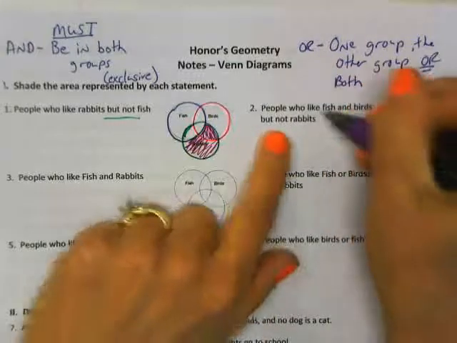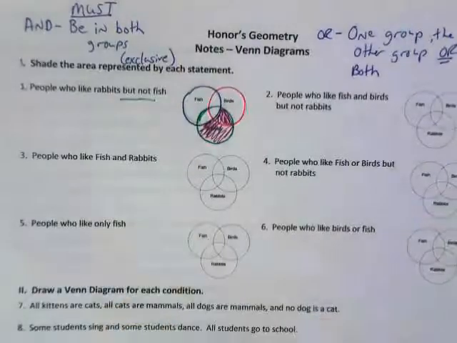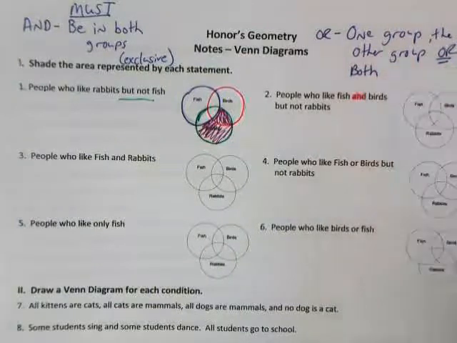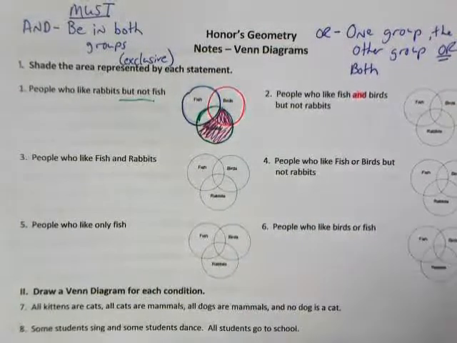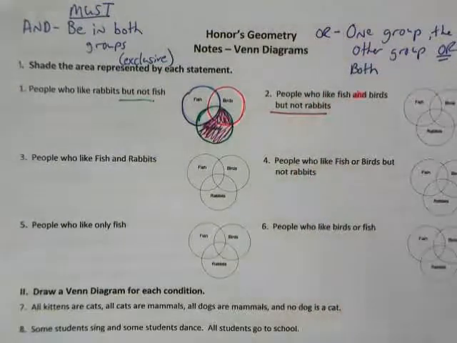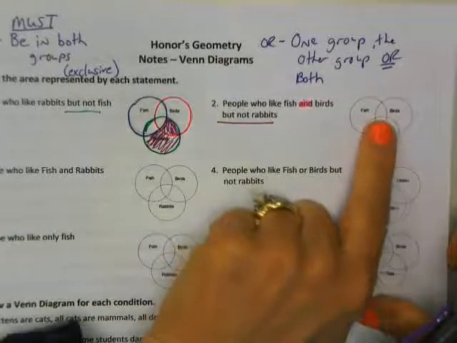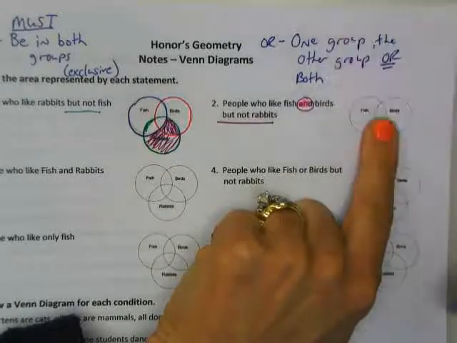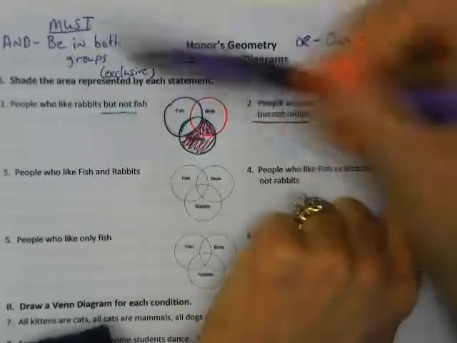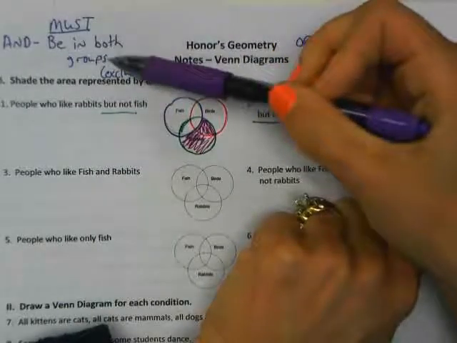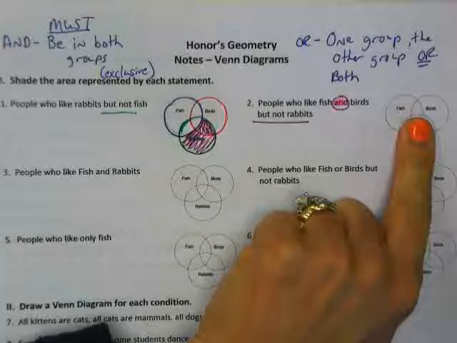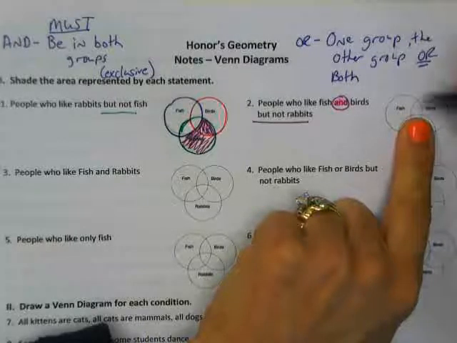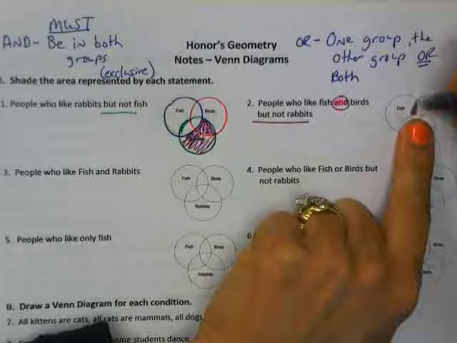People who like fish and, so I'm going to highlight that this is an and, birds, but not rabbits. So again, I'm excluding the rabbits. Okay? So I'm going to cover up rabbits totally. Now, I need to check this connector. Is it an and or an or? It's an and. It says up here that an and must be in both groups. So you have to be both in the fish group and the bird group. So you're this little section right here.